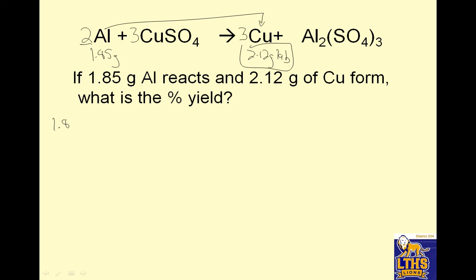There we go. So now I'm going to start with 1.85 grams of aluminum times dividing bar, grams of aluminum. I'll always go through moles. Moles of aluminum. Little g stands for grams, and little g stands for go to the periodic table.